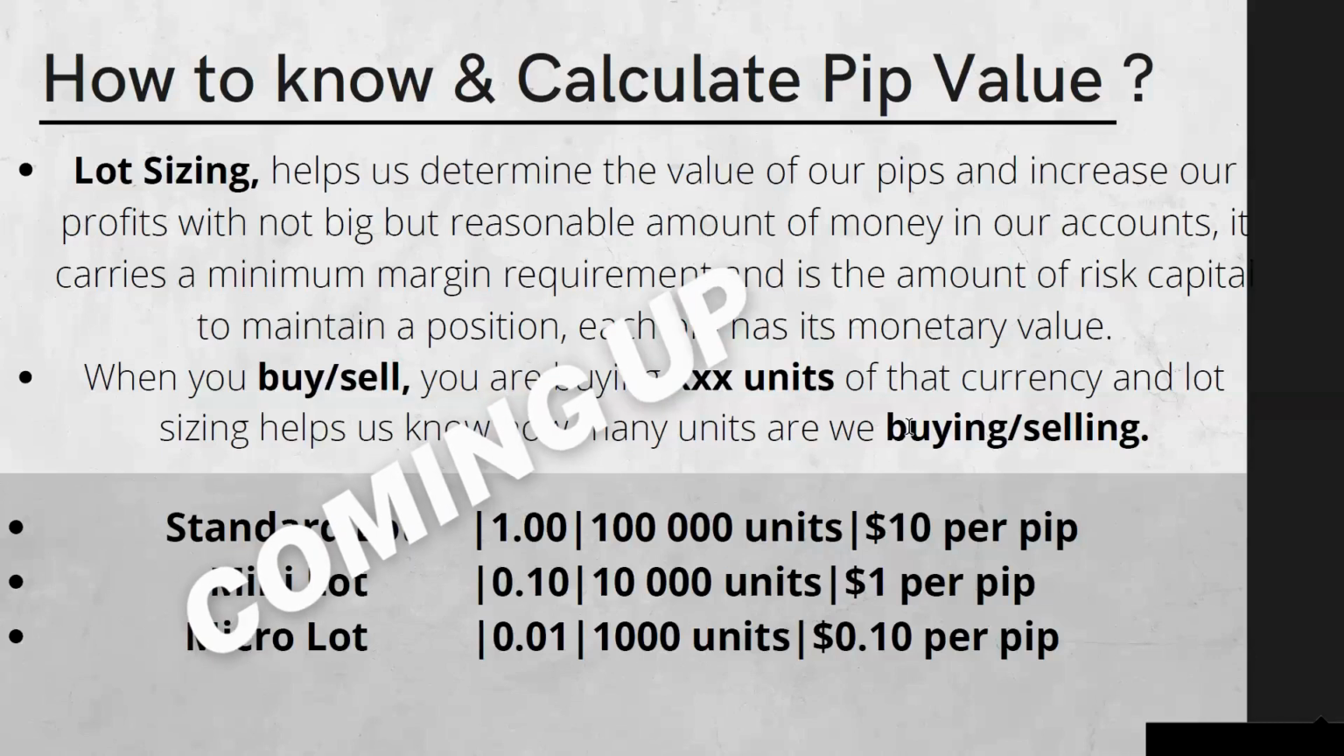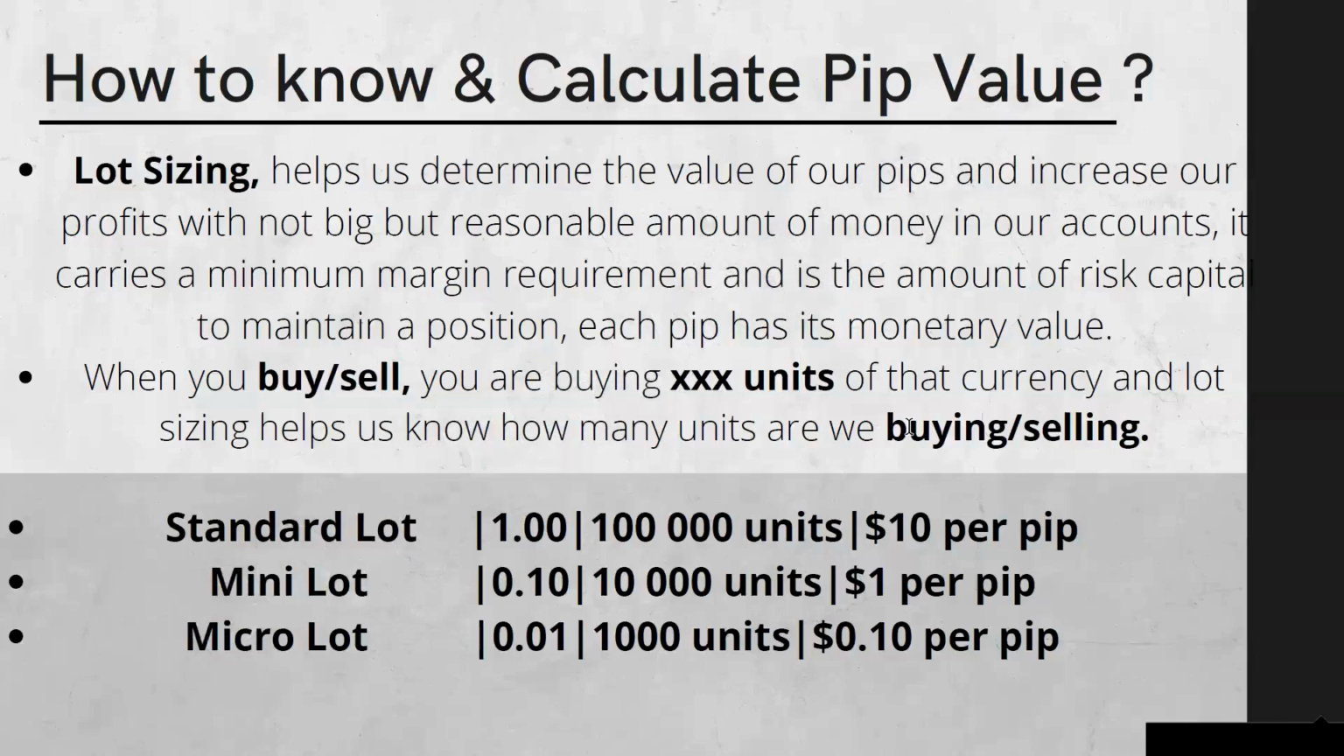So now if I made a 10 pip profit movement by buying Euro USD, it simply means that if I used a standard lot, out of those 10 pips that I would have made as a profit, each pip there is worth $10.